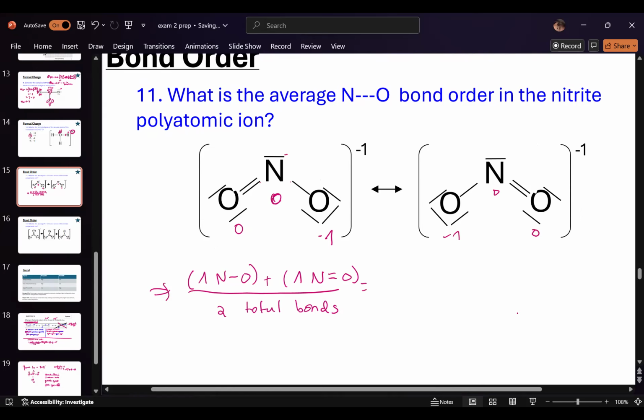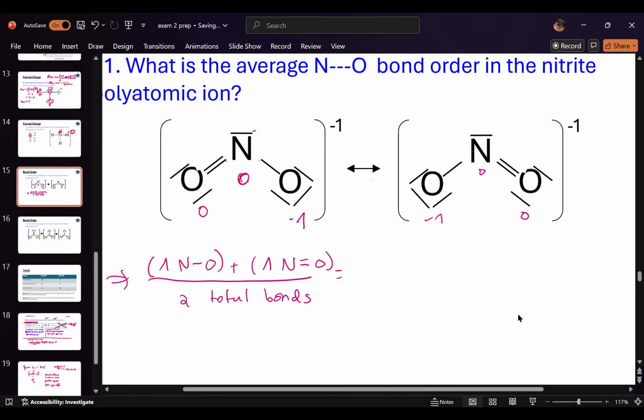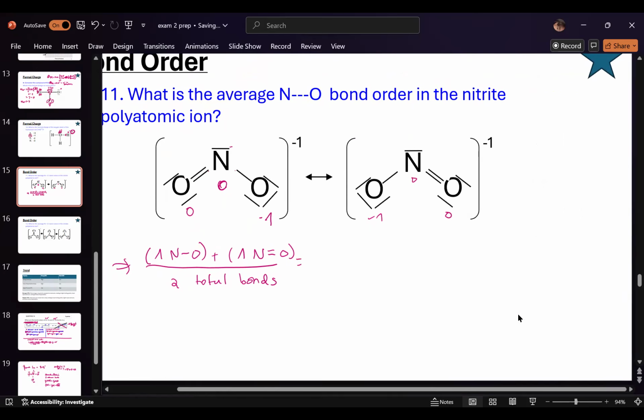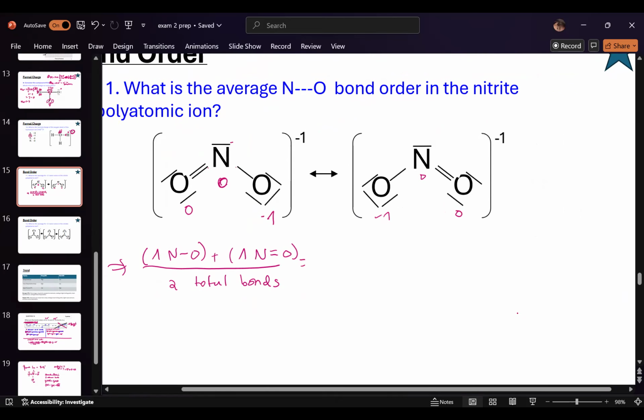Whoa. Okay, no, that's not it. You also have to account for bond order when you're saying specifically bond order. A single bond is 1, double bond is 2, triple bond is 3, like the actual number. So you're gonna rewrite this: one single bond is just 1, plus one double bond is 2, over 2. So 1 plus 2 is 3. 3 divided by 2 is 1.5.